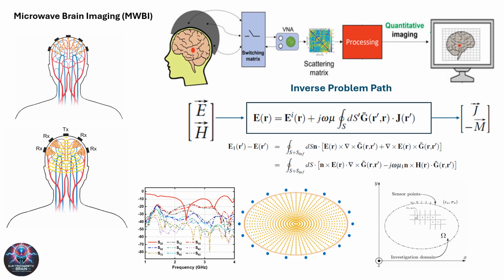The inverse problem path, shown in the central flowchart, highlights the complex computations required for quantitative imaging. Scattering matrices, measured by vector network analyzers, are processed to reconstruct detailed images of the brain illustrated on the right. Finally, the frequency response graph on the bottom left shows how microwave systems operate across a range of frequencies to enhance detection accuracy. These advancements enable MWBI to detect conductivity and temperature changes as deep as 5 cm within brain phantoms, making it a powerful diagnostic tool.